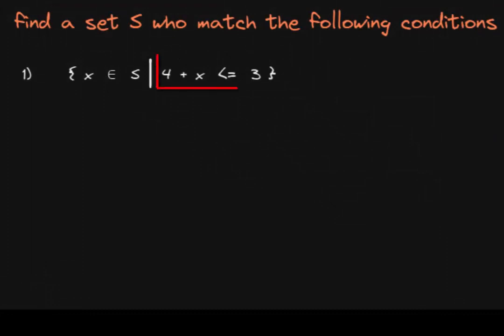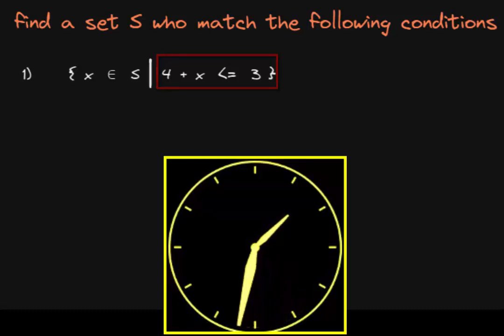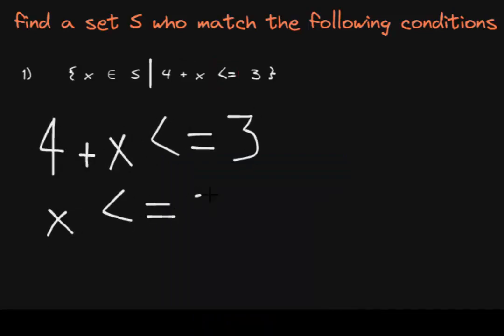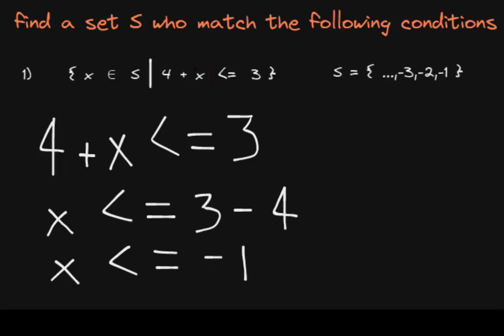Find a set S whose expression matches the condition. We have an inequality, and what do we do when we have an inequality? Evaluate. Let's clear the x variable and see that the range is every number less than or equal to minus 1, and how to express this from left to right.